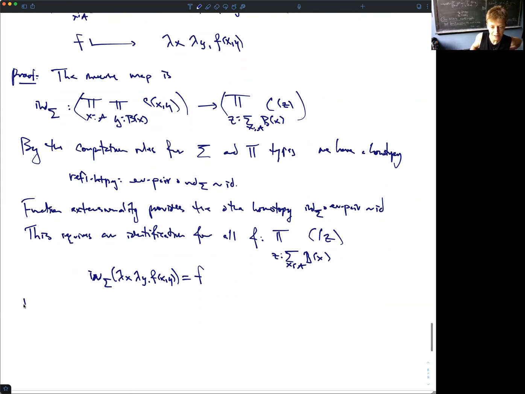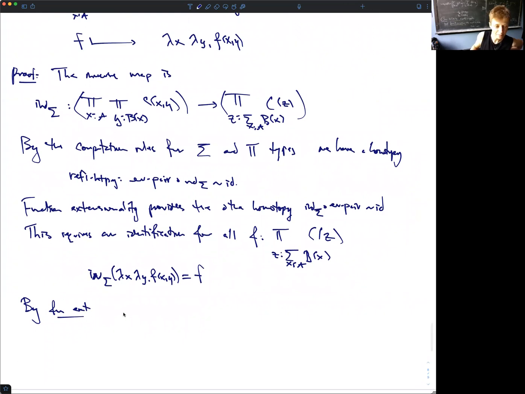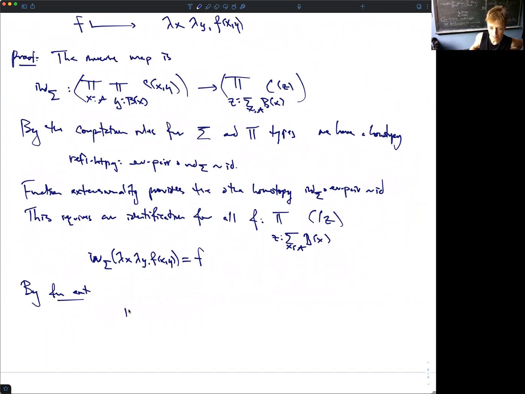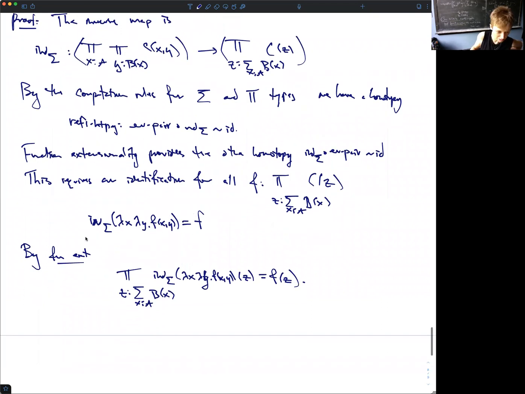But by funext, this is an identity type in a function type. So it suffices to instead give a homotopy. So for all z in here, it would suffice to give an identification between ind sigma of this function, lambda x y f x y, applied to z and f of z. So in other words, by funext, this is equivalent to the type of homotopy. So it suffices to give an identification in here.